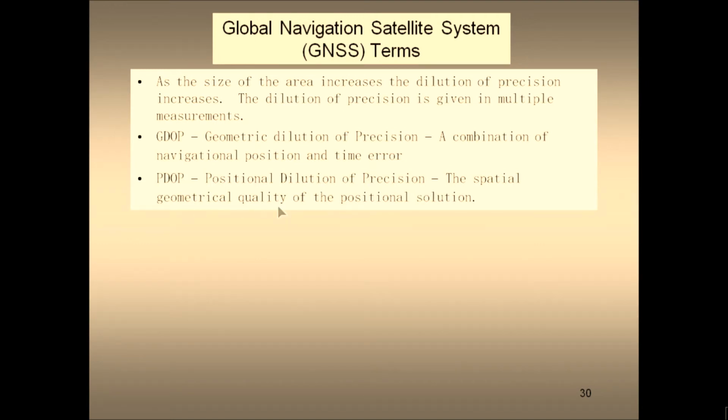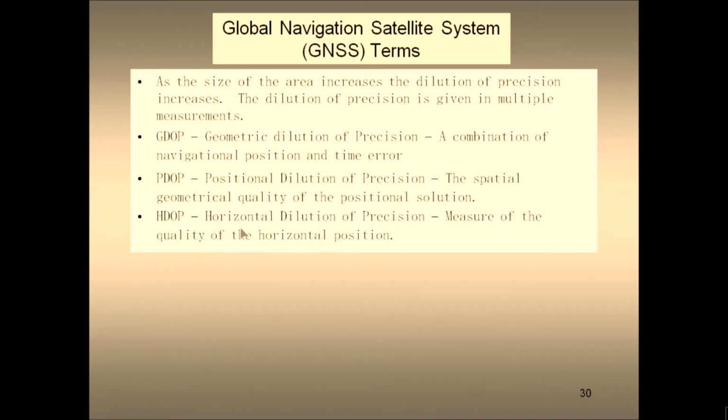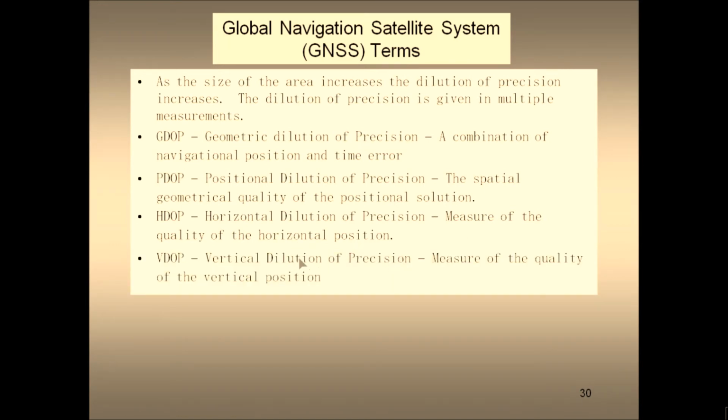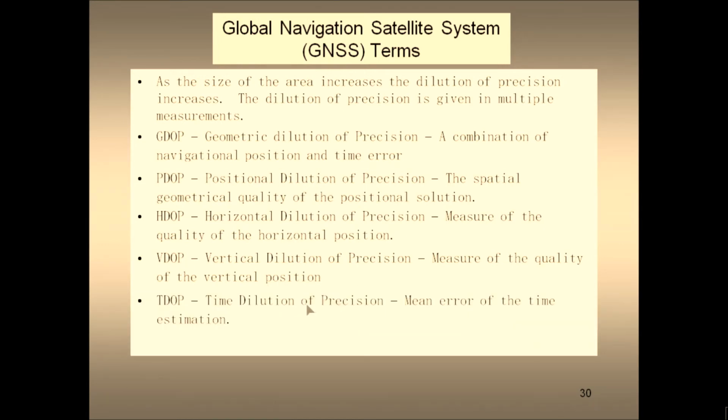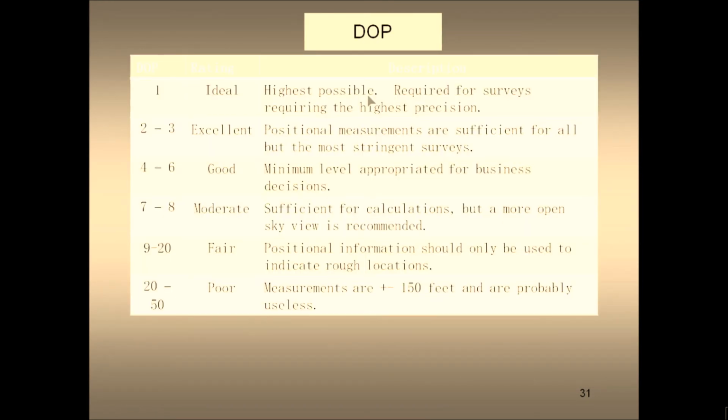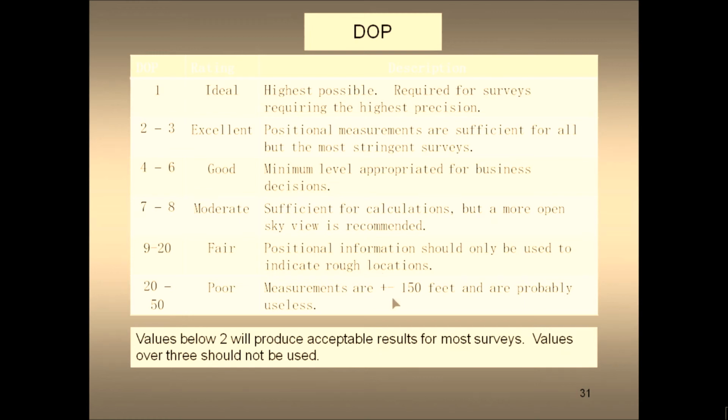And HDOP is horizontal dilution of precision, the measure of the quality of the horizontal position. And VDOP, vertical dilution of precision, the measure of the quality of the vertical position. And TDOP, time dilution of precision, means error of the time estimation. So these are the DOP numbers. 1 is ideal, 20 or 50, it's poor. So values below 2 will produce acceptable results for most surveying and other applications. Values over 3 should not be used.